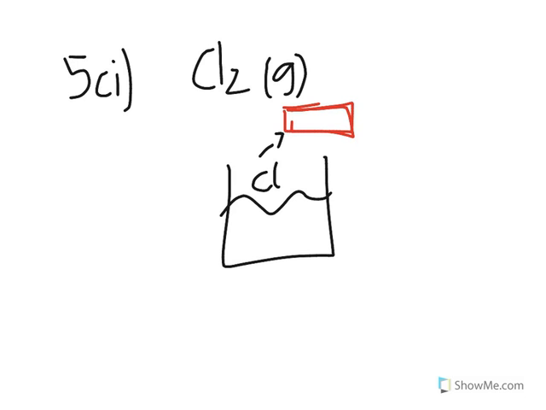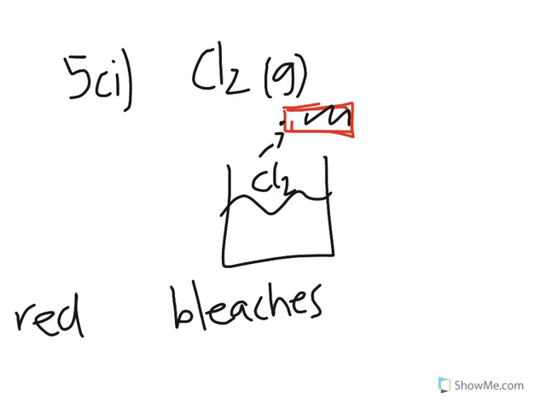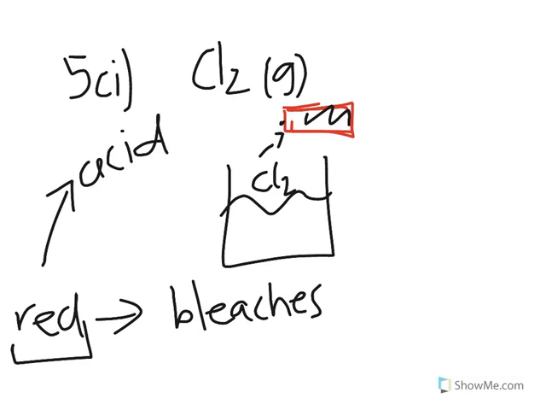But when the chlorine comes into contact with any damp piece of universal indicator paper, it bleaches the universal indicator. So it will start becoming white. It turns from red to white. The reason it's red at first is that red universal indicator paper means there's an acid, in this case hydrochloric acid. But after the chlorine comes into contact with the paper, it'll start bleaching it.